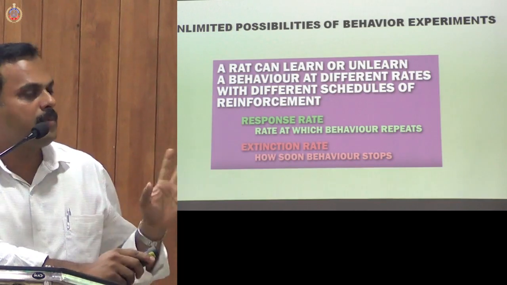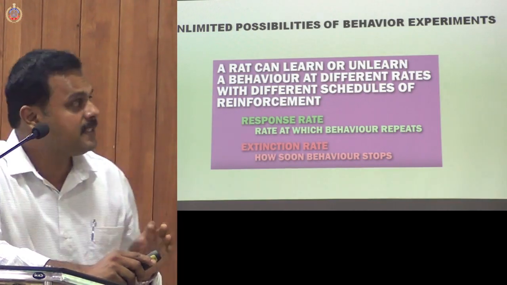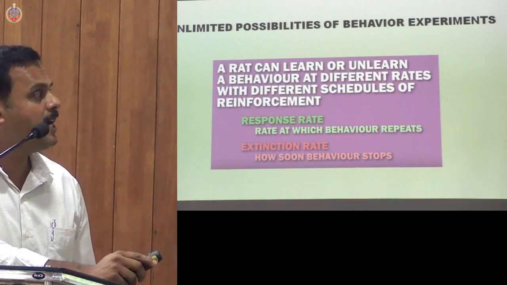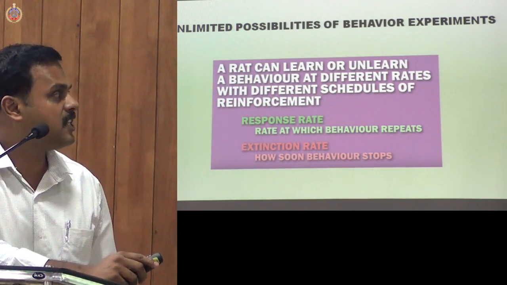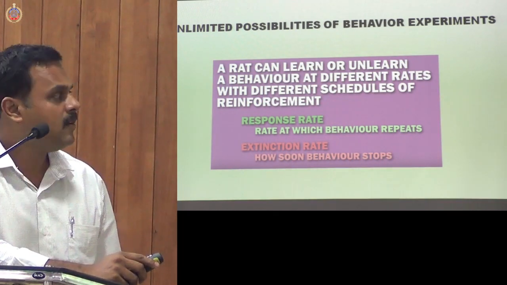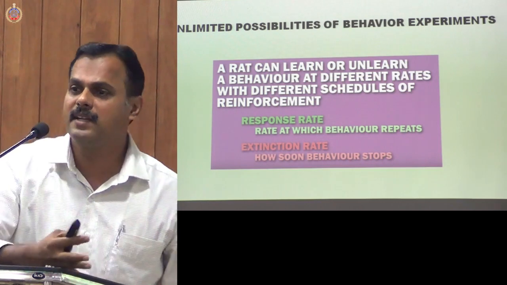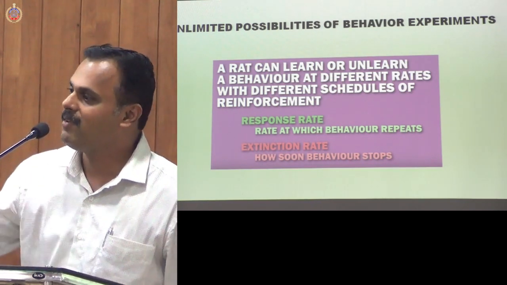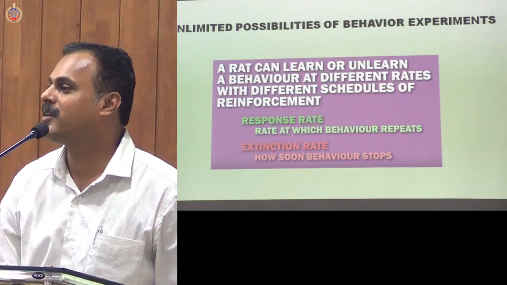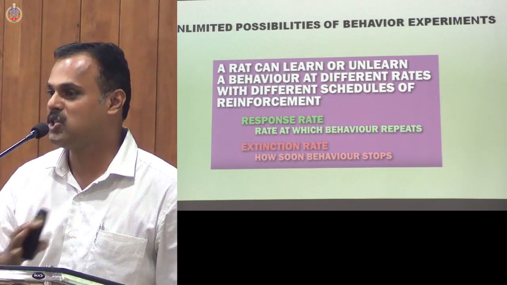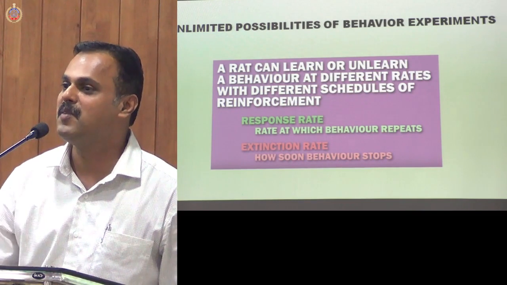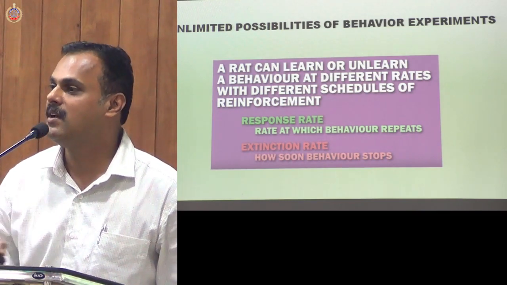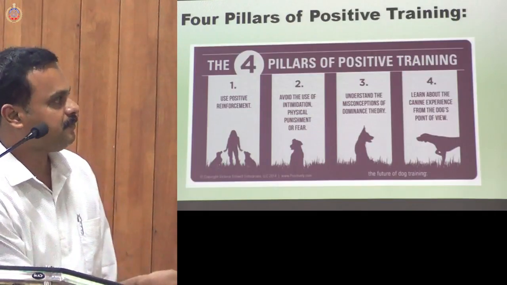Now, the unlimited possibilities of behavior experiment is that, see, if a rat can learn or unlearn a behavior at different rates with different schedules of reinforcement, think about all the things a dog can be made to train. We have not even done 1% of the dog's potential. Please understand that. You can show the dogs performing in different ways, but the possibilities are unlimited when we compile these principles.